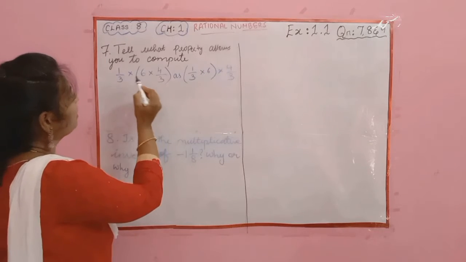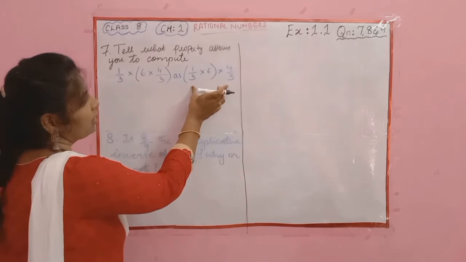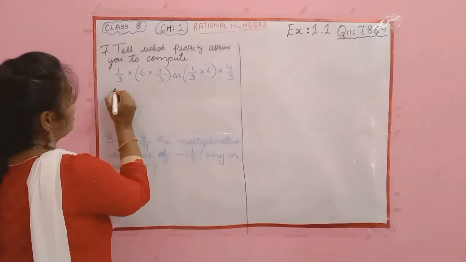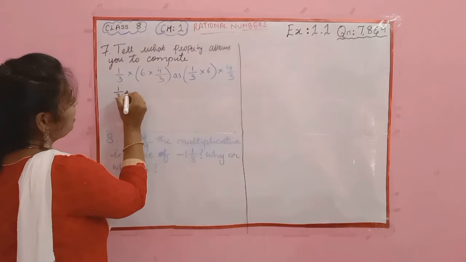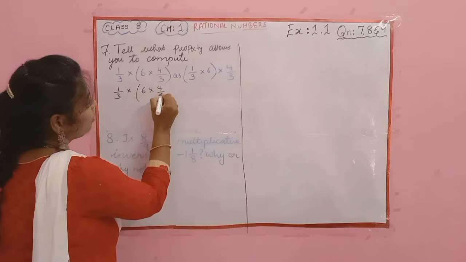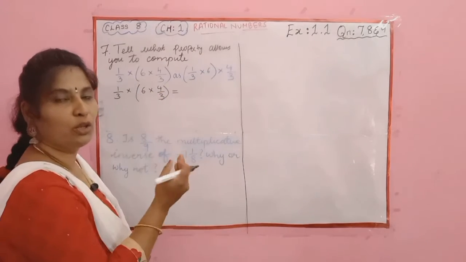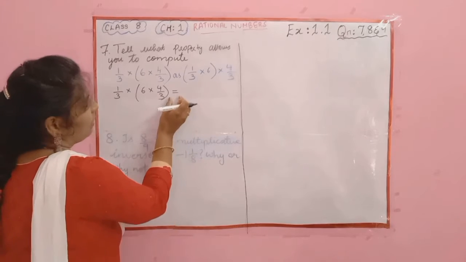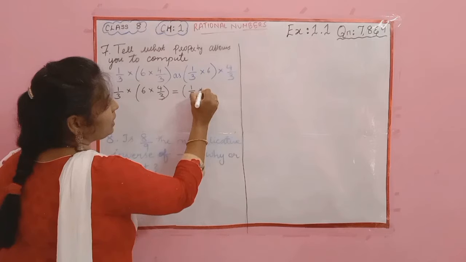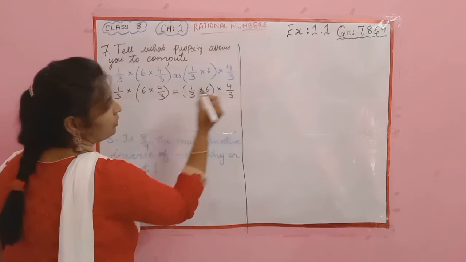So here, 3 numbers are there, 1 2 3. And here they say this should be equal to the other thing, that is 1 by 3 multiplied by 6 multiplied by 4 by 3. It should be equal to, we can compute as, equal to 1 by 3 multiplied by 6 multiplied by 4 by 3.